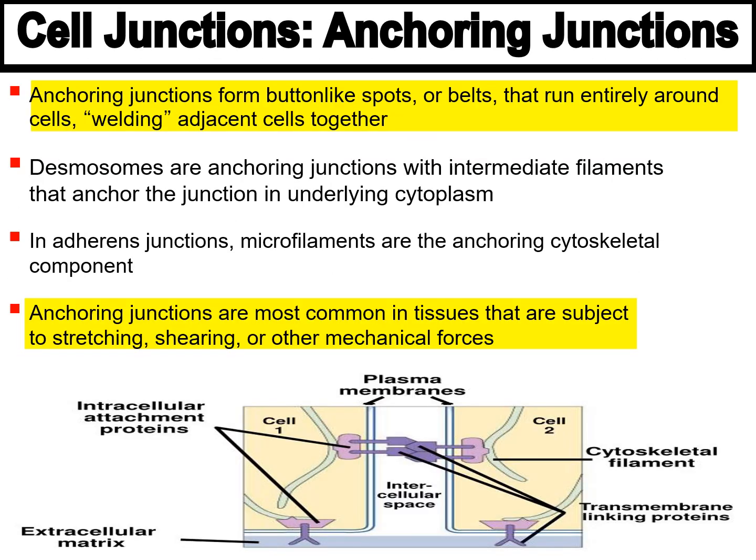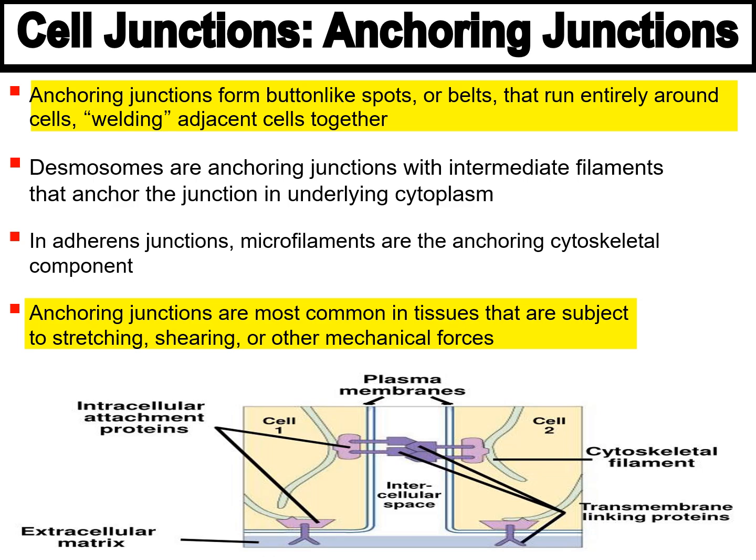Cell junctions are proteins that promote intercellular connections between the plasma membrane of adjacent cells of animal tissues. Cell junctions link cells to each other, various tissues, and regulate tissue homeostasis. Anchoring junctions, tight junctions, and gap junctions will be explored in the next few slides.